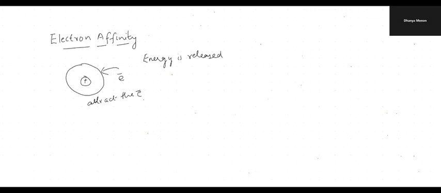Some elements have more tendency to attract electrons and some have less tendency. Those that have more tendency to attract electrons release more energy. So that means electron affinity is the tendency to attract electrons. Affinity, in general terms, is the tendency to attract electrons.